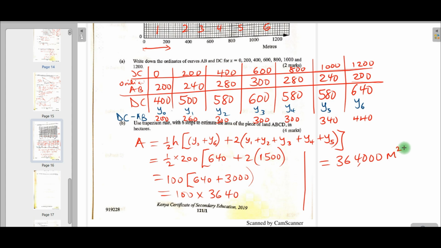But the answer requires us to give it in hectares, and 1 hectare is equivalent to 10,000 meters squared. So we are going to divide by 10,000, so that now we have the values in hectares, and therefore we get 36.4 hectares.